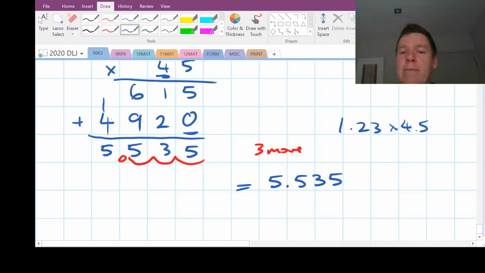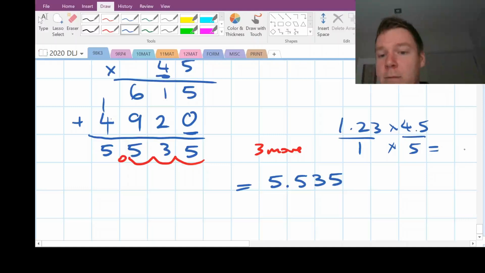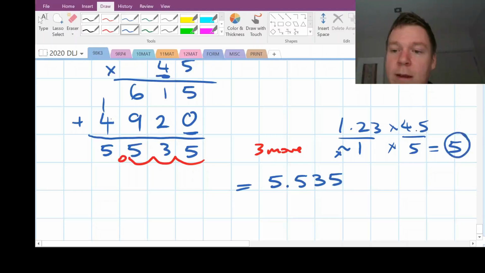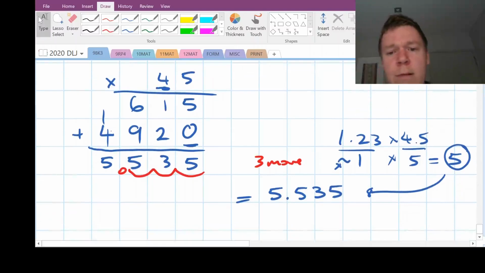If you are just estimating it, sometimes you can get where the decimal point is by just estimating. So we've got approximately 1 times approximately 5. So 1 times 5, this little symbol here means approximately. Approximately 1 times 5 equals 5. So if we know that our answer is going to be approximately 5, then that's just a little check to make sure we've got all our decimal points in the right order. But don't worry too much about that. We'll try and develop that skill.